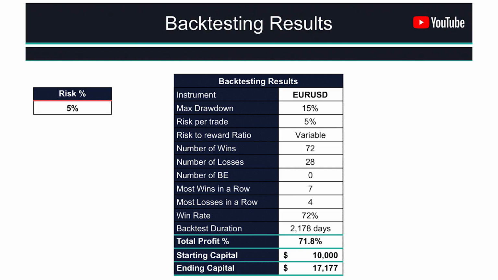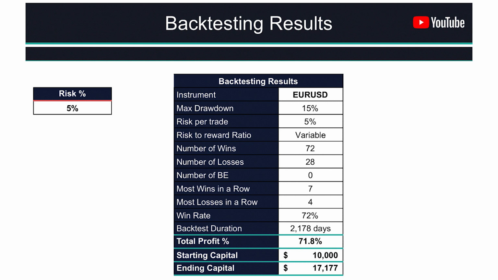So there you go, guys, the results on Euro USD. We had a maximum drawdown of 15%. We were risking 5% per trade. We had a variable risk to reward ratio. We had an amazing number of wins of 72 out of 100 and 28 losses, with a maximum of 7 wins in a row and 4 losses in a row.